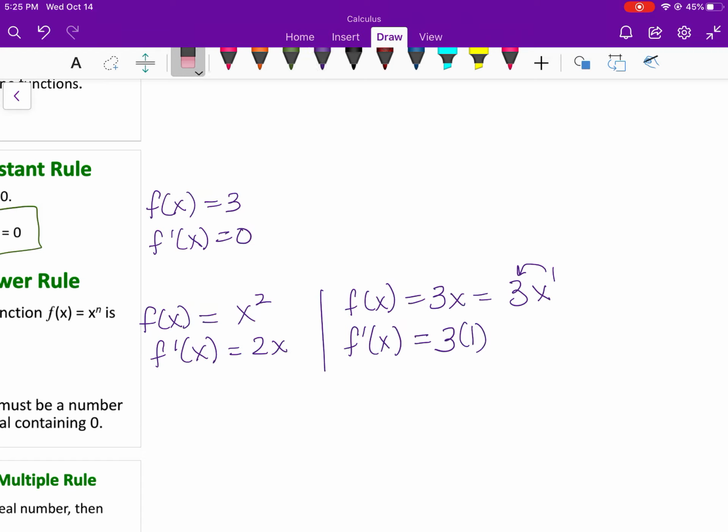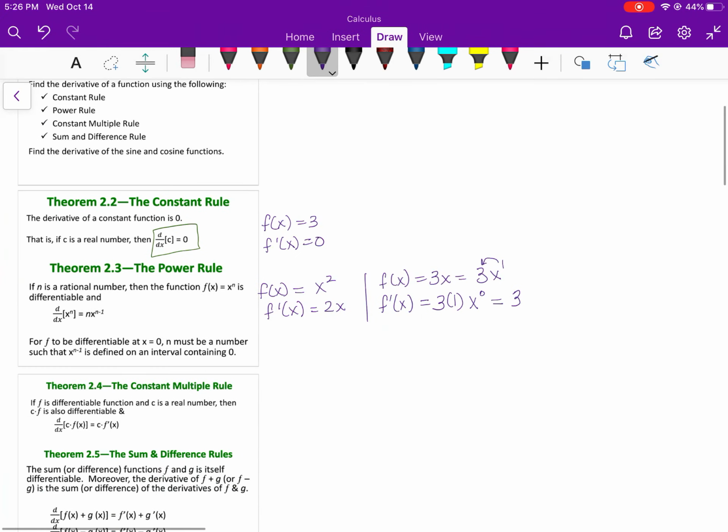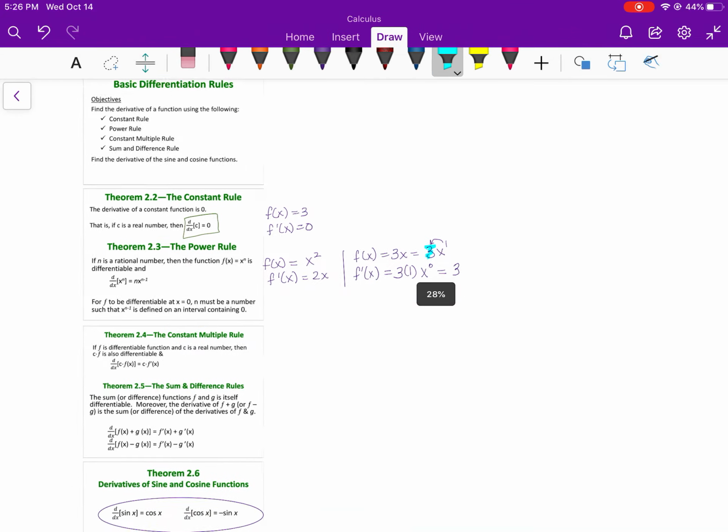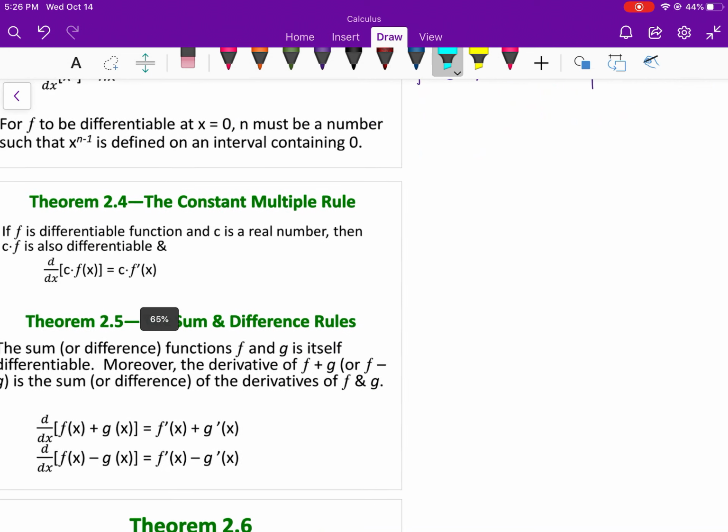I would have 3x to the 0 once I drop it down 1 degree, and x to the 0 is 1. So I just still get 3. So when it's linear, your derivative is going to be the number in front. That is the slope.